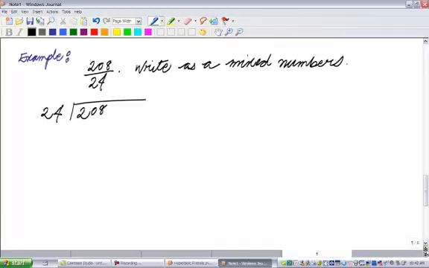Okay, remember, you can think about it, 24 is about 25. So 4 times 25 is 100, right? So 8 times 25 is 200. So it should tell you it should be something less than 8, right? So I should probably try 7.